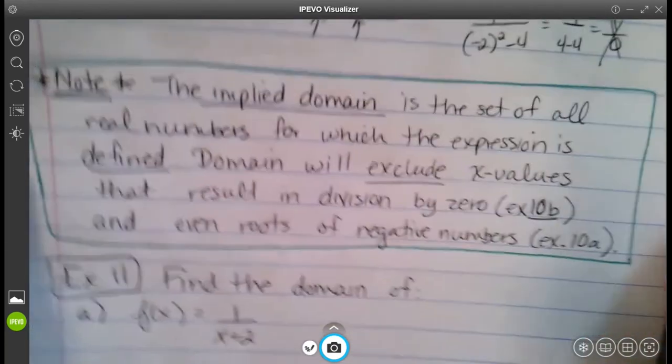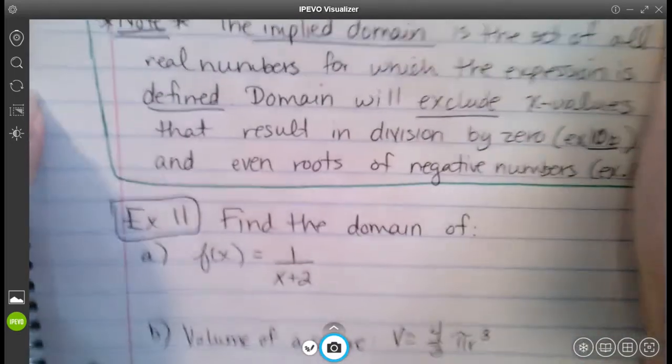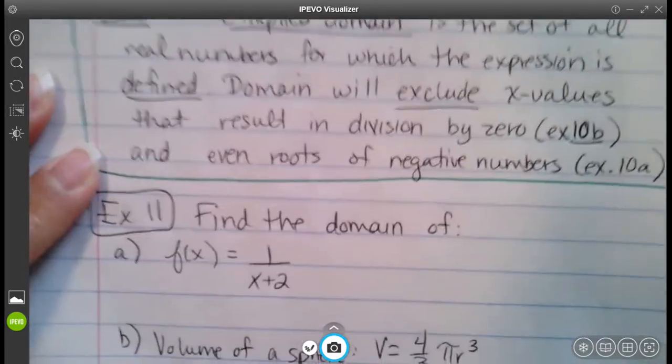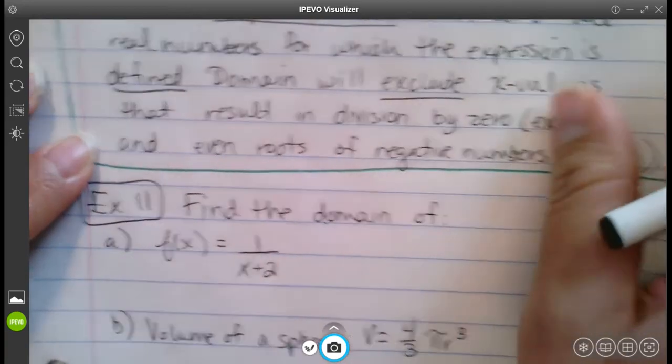We're going to go ahead and do a few more examples. Find the domain of the following. f of x is equal to 1 over x plus 2.